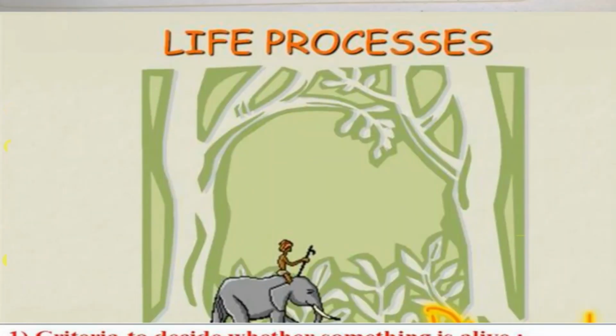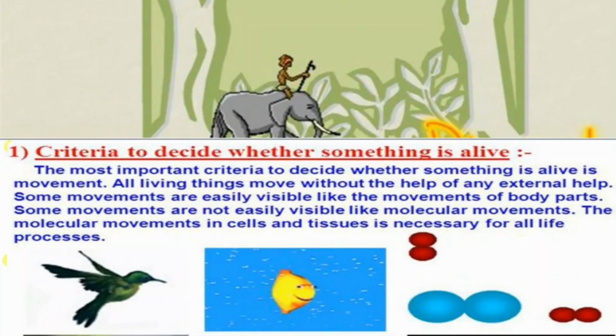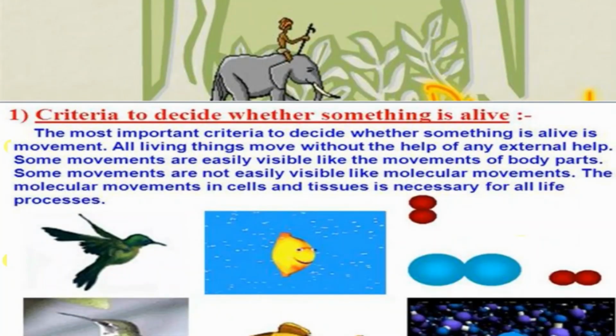Life processes. Before going to the topic, I'd like to ask you how you will differentiate between a living and a non-living thing. This is not a new question, you already know it. So as we know, for a living being, what are the important criteria? A living being grows, a living being shows movement. That means the most important criterion to decide whether something is alive is that it shows movement without using any external help.